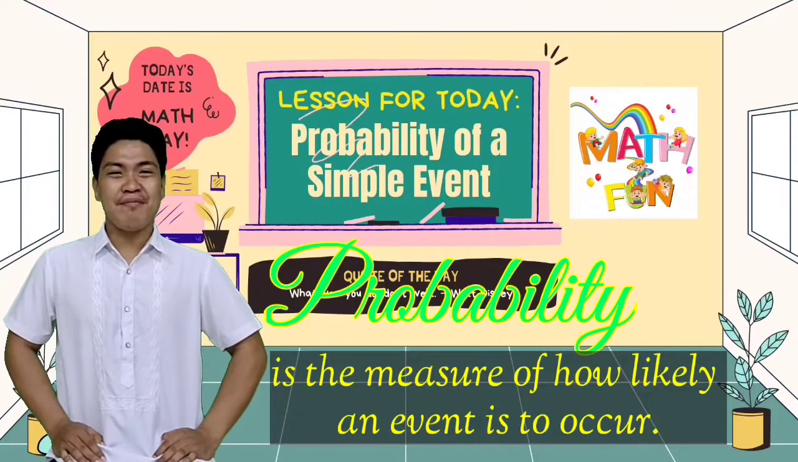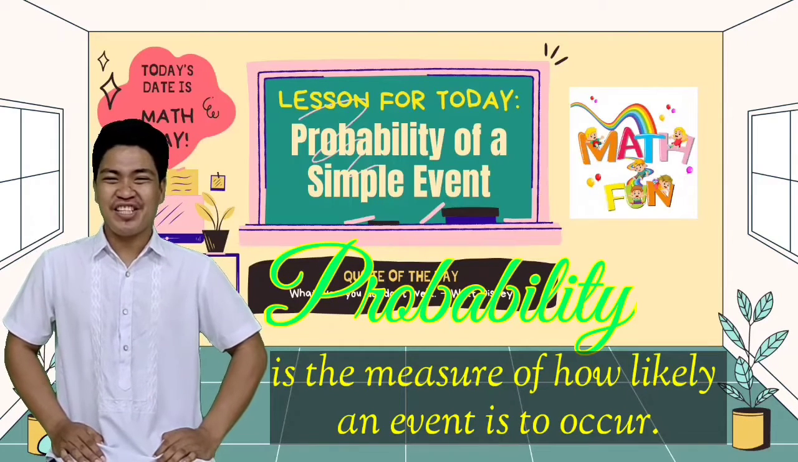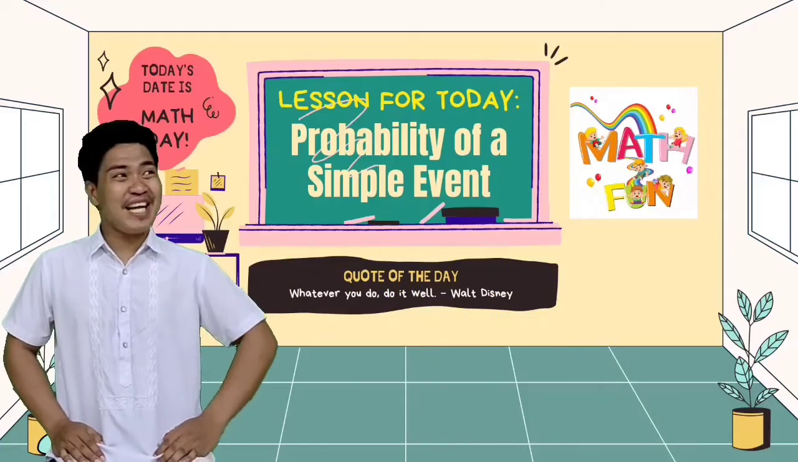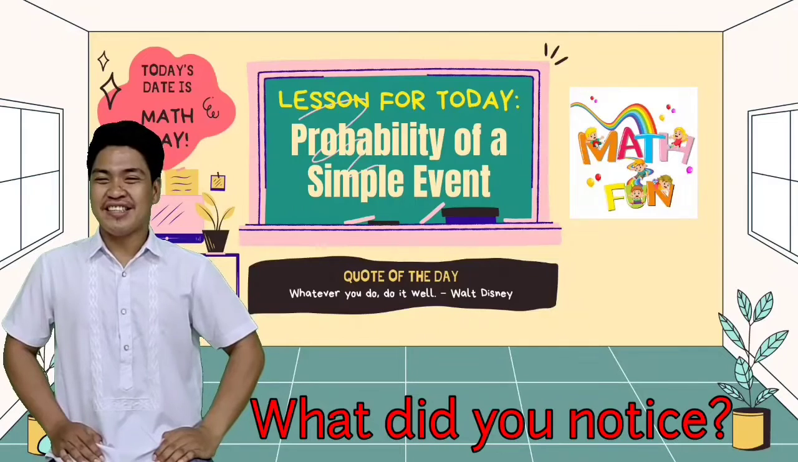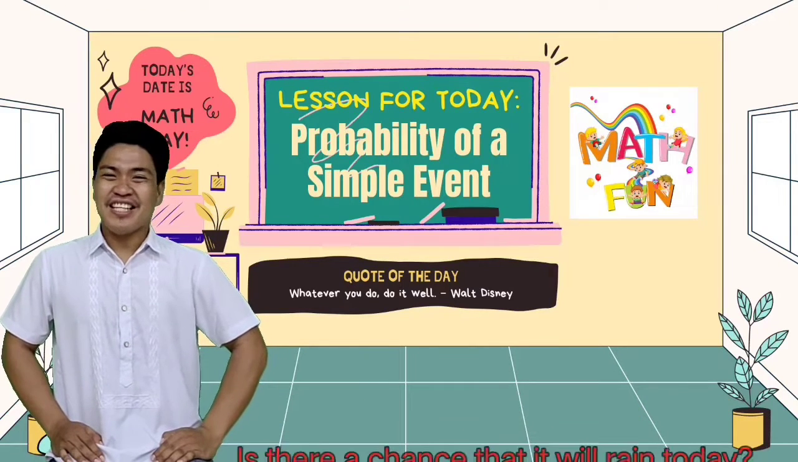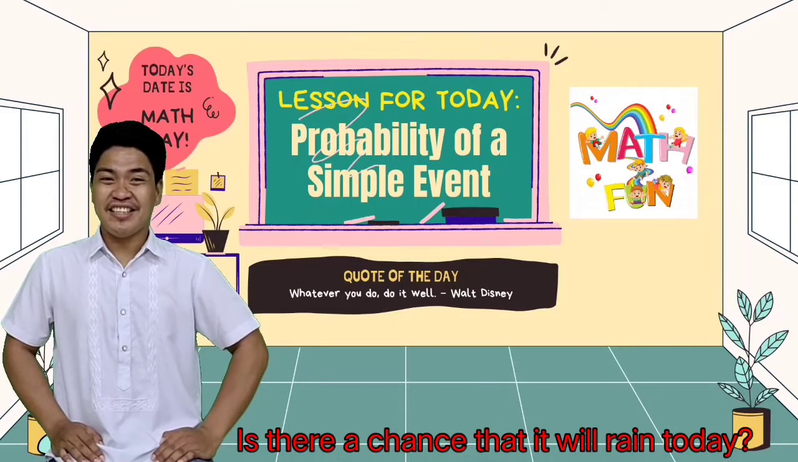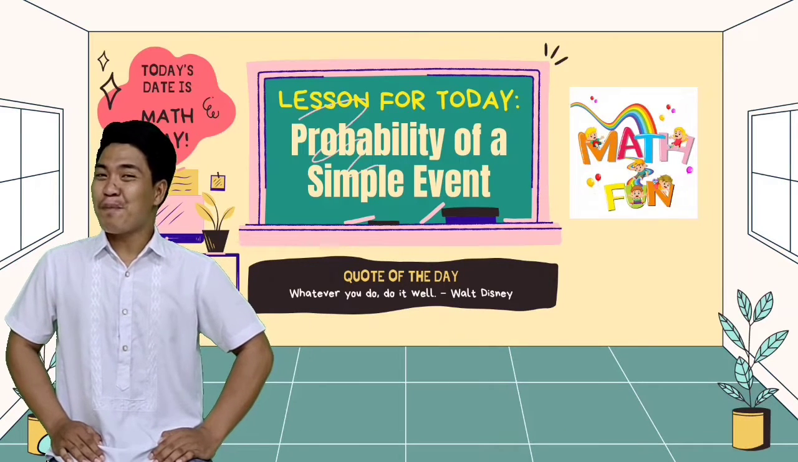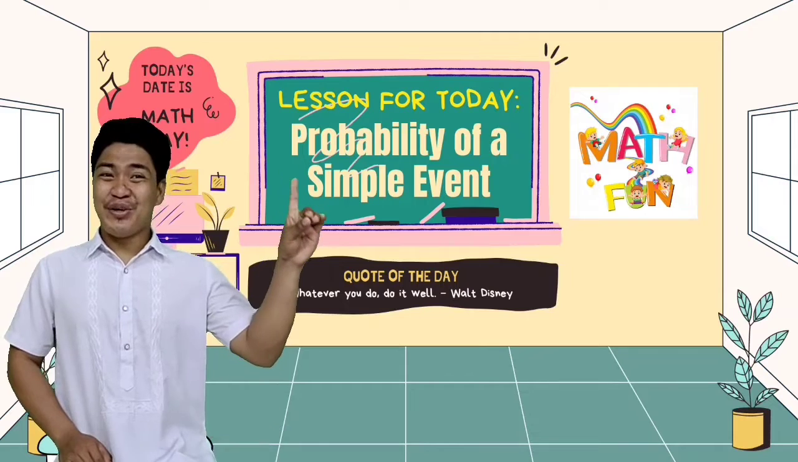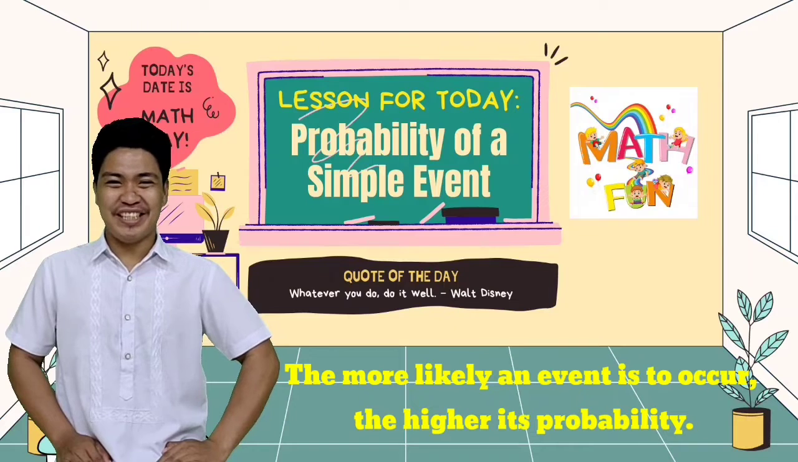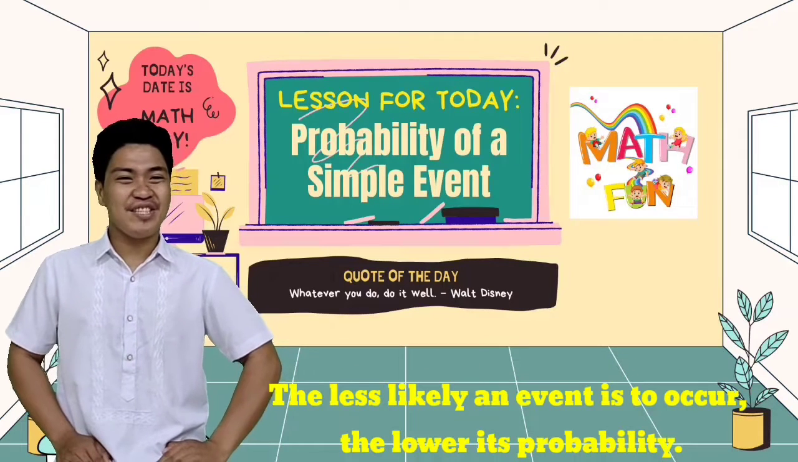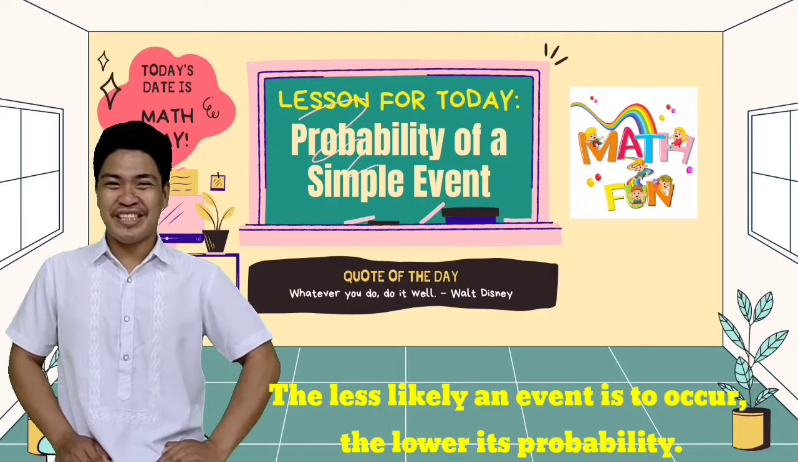To better understand the meaning of it, let's have this situation. Take a short glimpse at the sky. What did you notice? Great! Is there a chance that it will rain today? Exactly! That likelihood that it will rain today pertains to probability. Take note, the more likely an event is to occur, the higher its probability. The less likely an event is to occur, the lower its probability.